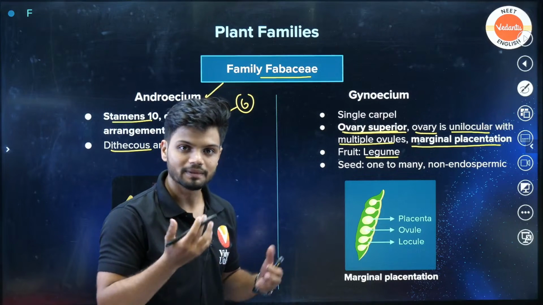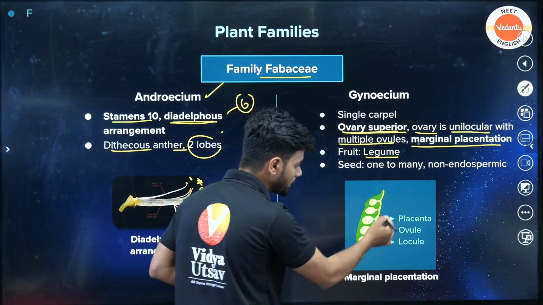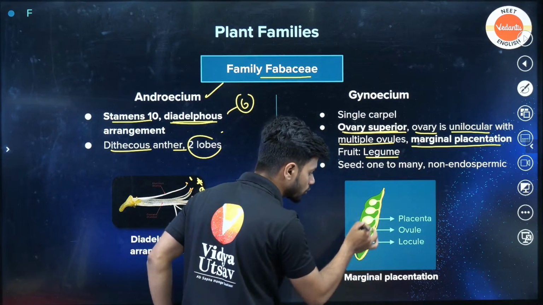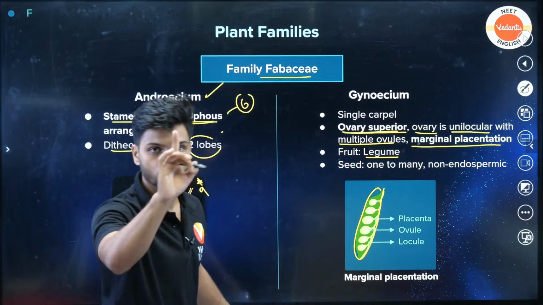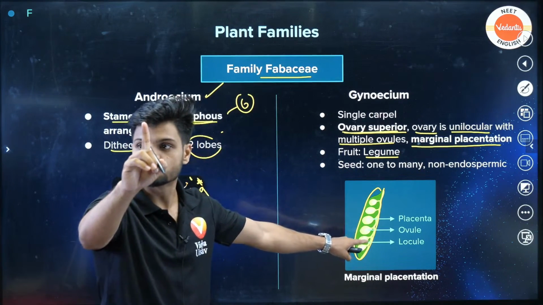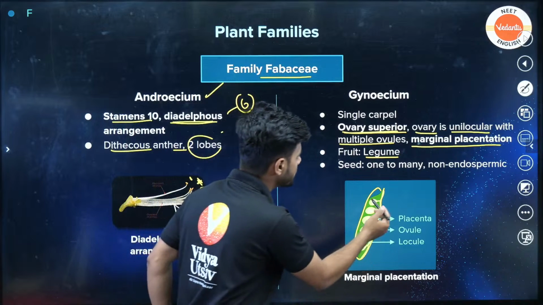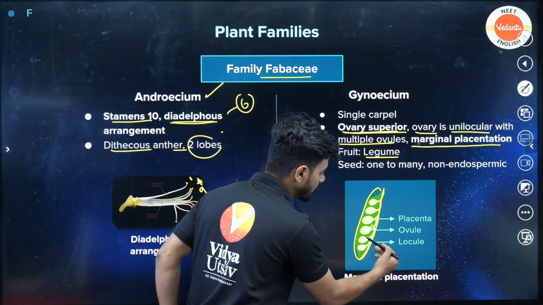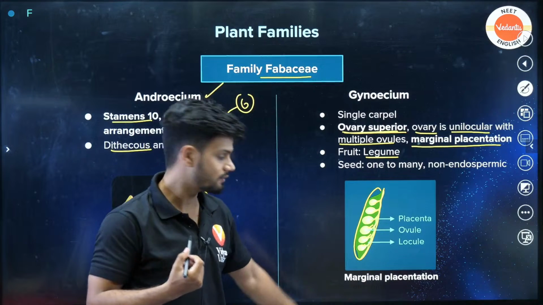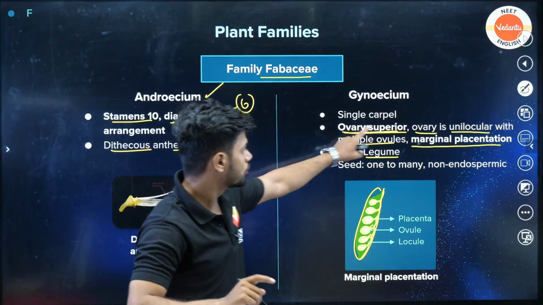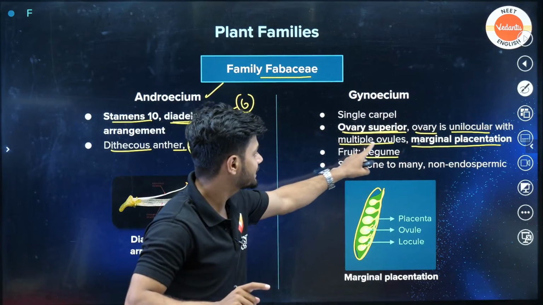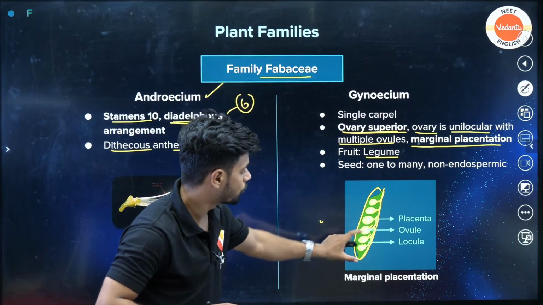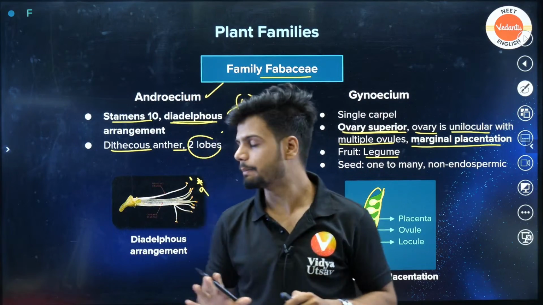Now, can we give an example? Yes, if you look at your entire pea plant, do you see a unilocular ovary here? Yes, a single locule. But within the one locule, we have many ovules. So, unilocular with multiple ovules, and marginal placentation.